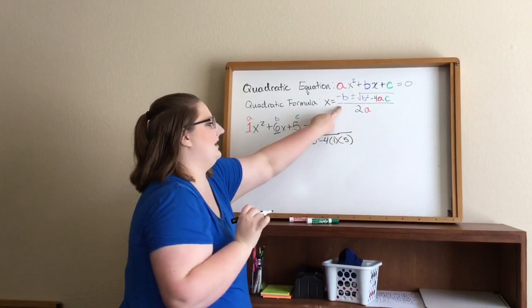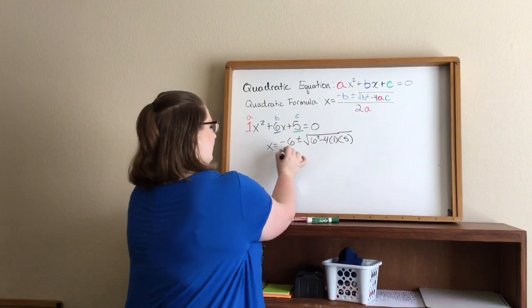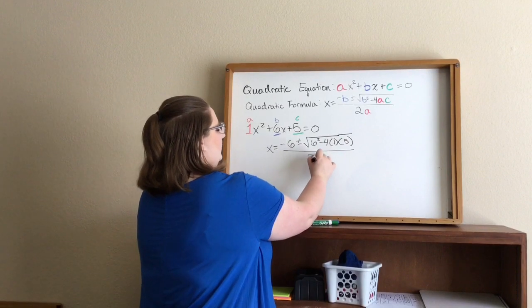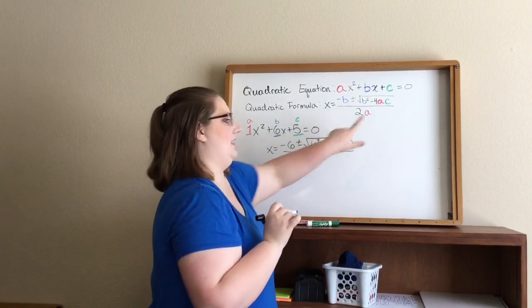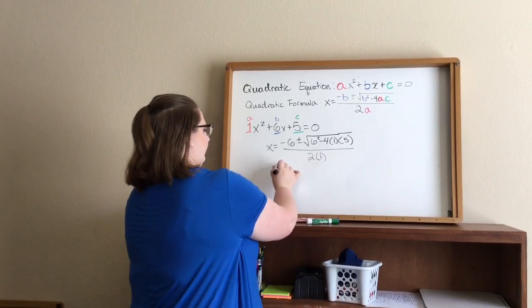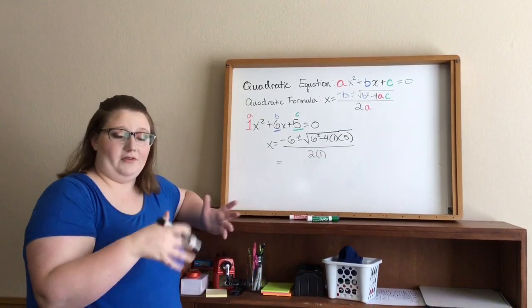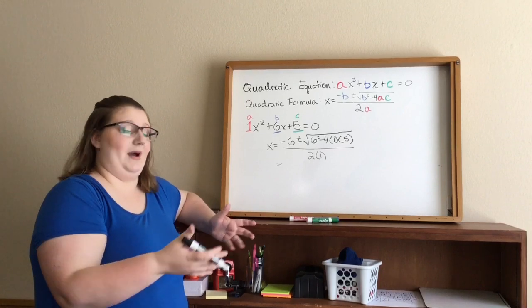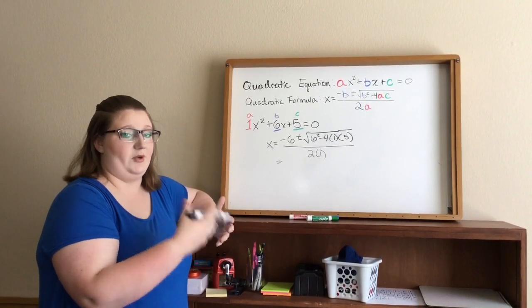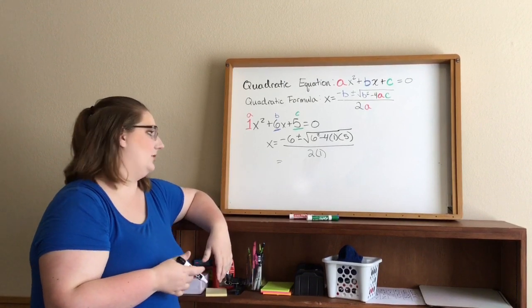And then finally, it's all over 2a. So we divide our entire formula by 2 times a, which we said was 1 in this problem. So the more of these you do, the more that you'll get used to actually plugging the numbers into the formula. After that, we go through and we try and simplify as much as possible.